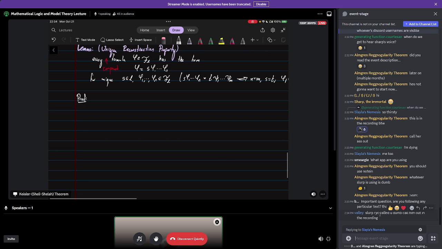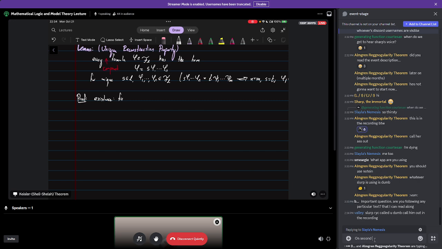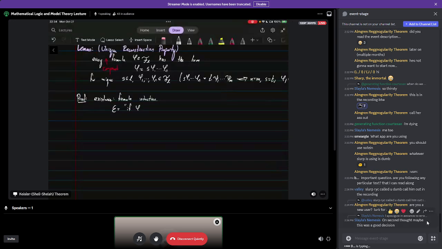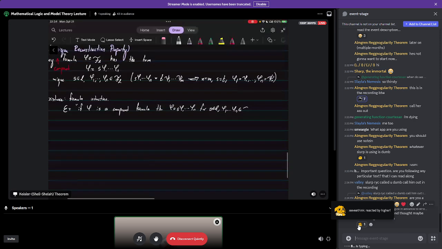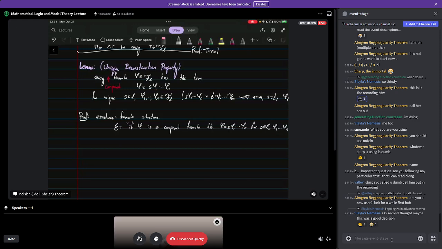So the proof of the existence of such a form is by induction. We define E to be the property: if phi is a compound formula, then phi equals S phi 1 through phi n for S in L, phi 1 through phi n in FL. So this is our property. And I want to do formula induction on it.